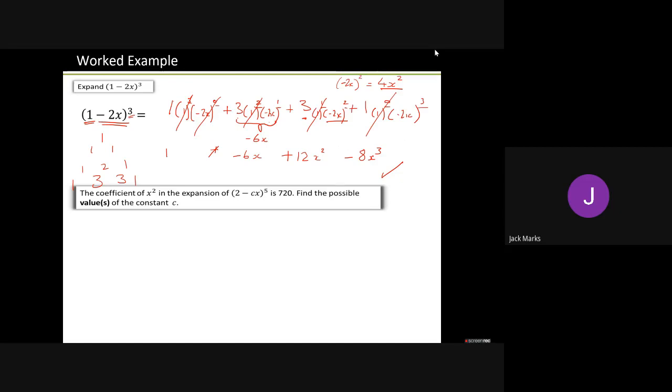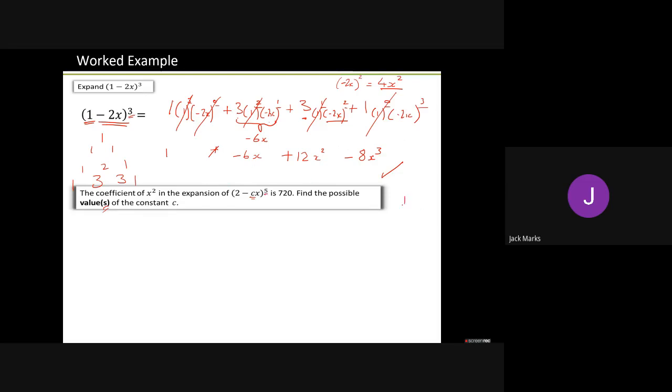Okay, let's try a harder one. So the coefficient of x squared in this expansion is 720. So find the possible values, with an S, that's a big clue, of the constant C. So what we're going to do here is just start off with what we know.